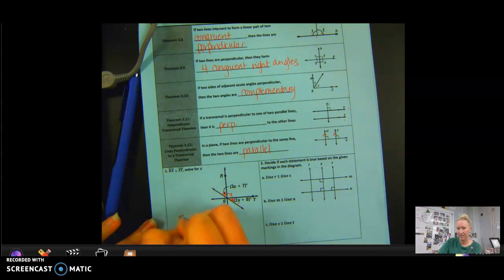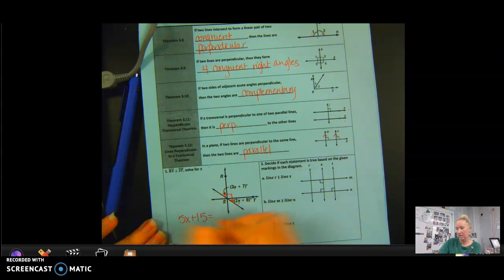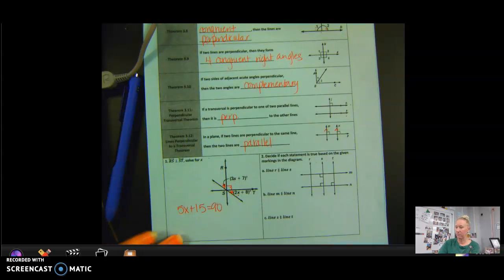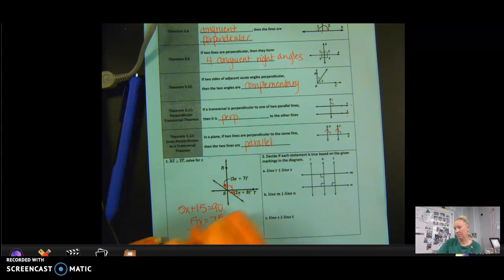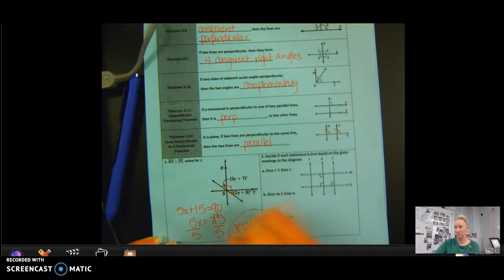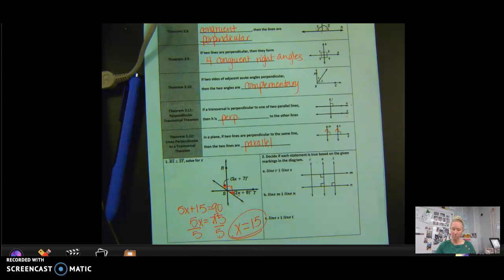That gives me 5x plus 15 equals 90 degrees. I'm going to subtract the 15 from both sides, so I get 5x equals 75. Divide by 5, divide by 5, and I get x equals, 5 goes into 7 once with 2 left over. 5 goes into 25 5 times, so x equals 15.